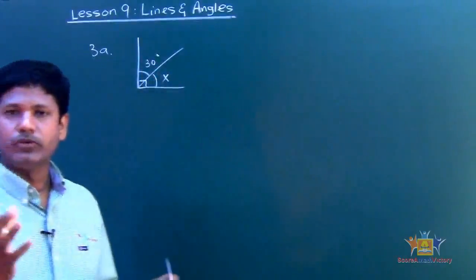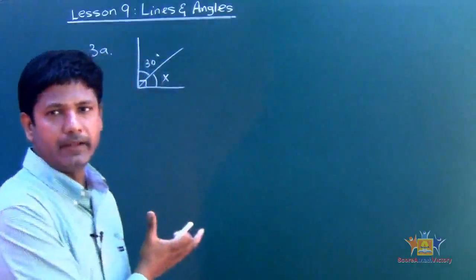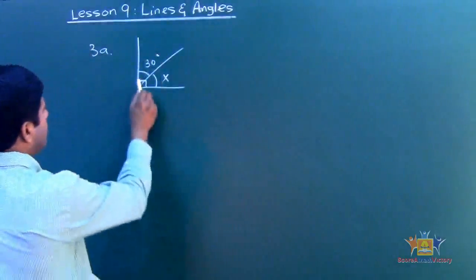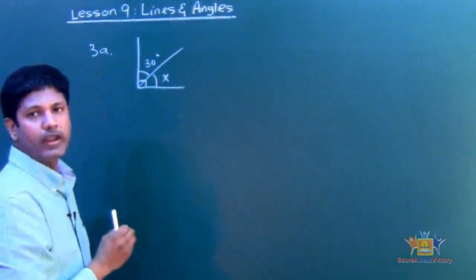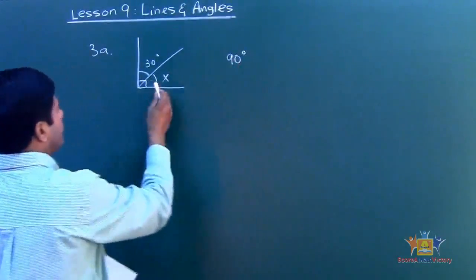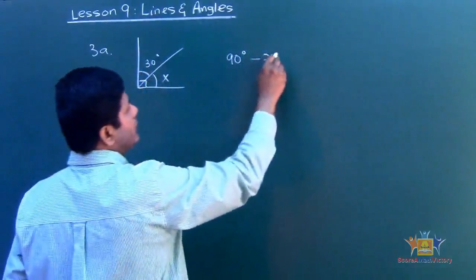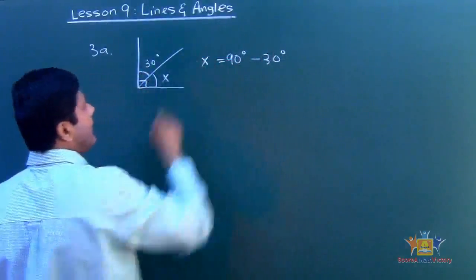Alright, so always what do you do? You're looking for X. So you first know what the total angle is. What's the total angle on that? 90 degrees. That's why they gave you this small square inside. So that tells you that's 90 degrees. And you're looking for X. That means I have to take 30 out. Okay, minus 30. And that should give me X.